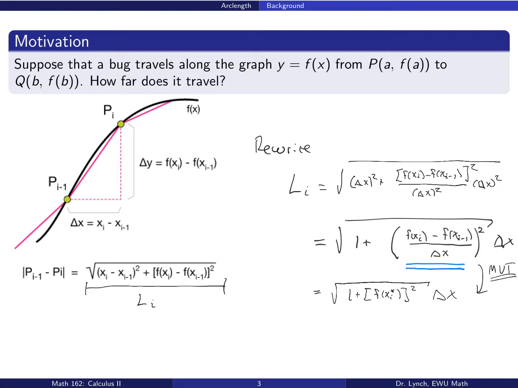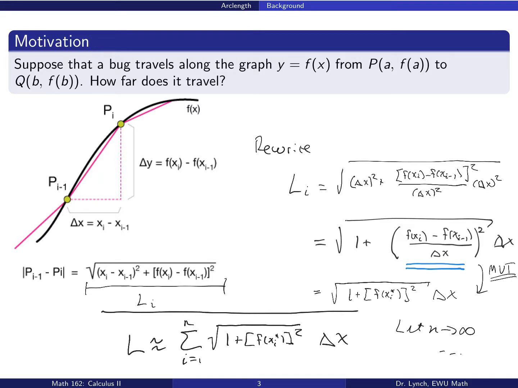Now, if we'd like an approximation for the total length, we can add up all of these bits of length, and it turns out that we'll get a Riemann sum. Here we see that approximation for the total length. I'm calling that L, the sum from i equals 1 to n of the square root of 1 plus f prime of x sub i star squared, times delta x. And of course, as n goes to infinity, our x sub i's become x's, our delta x becomes a dx, and our sum becomes an integral, which in this case is on the interval from a to b.